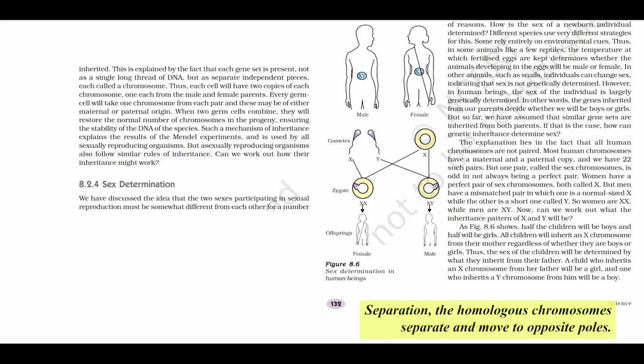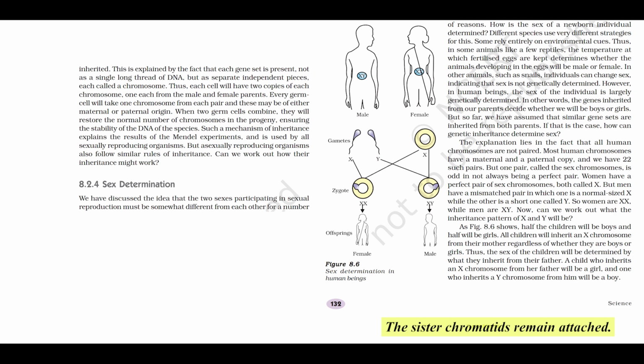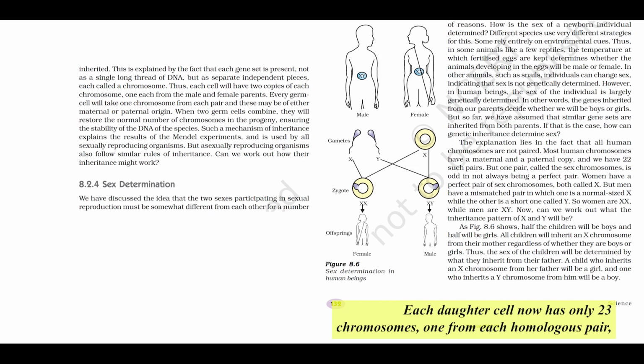Separation. The homologous chromosomes separate and move to opposite poles. The sister chromatids remain attached. The cell then divides into 2. Each daughter cell now has only 23 chromosomes, 1 from each homologous pair, but each chromosome is still doubled, consists of 2 sister chromatids. These cells are now haploid in terms of chromosome number.